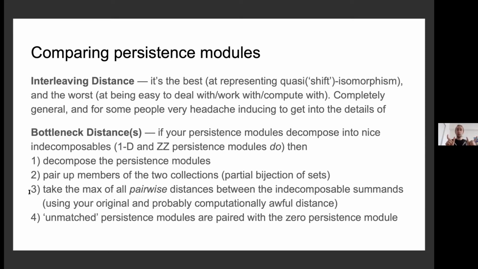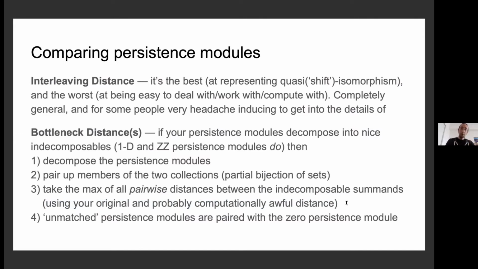So talking about a distance between these two very simple objects is much easier than the entire summed objects were. So you compare them pairwise, and if they weren't all matched up, you just compare them with 0, and you take the max over all that stuff and say, okay, that's my bottleneck distance. And again, this is an induced thing because you need to use the original distance to compare things pairwise.